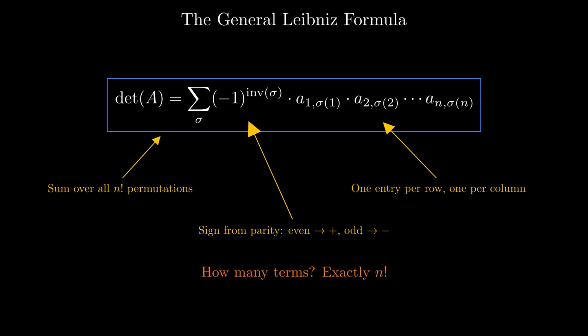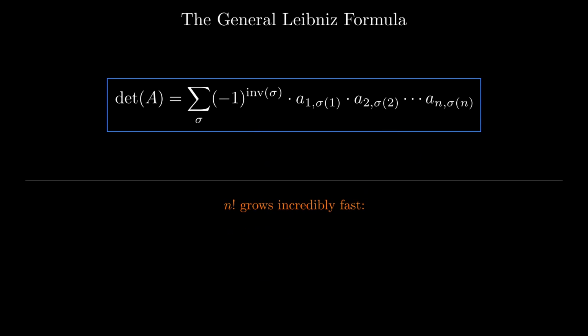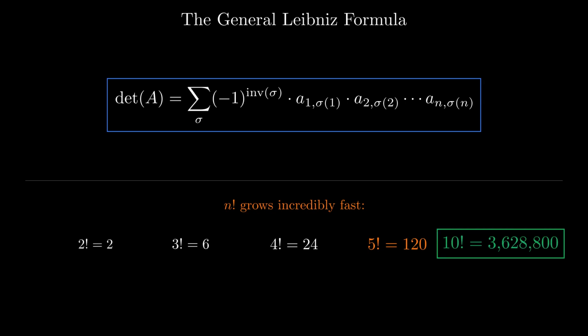Now, how many terms does this sum have? Exactly n factorial, one for each permutation, and n factorial grows incredibly fast. 2 factorial is just 2, 3 factorial is 6, 4 factorial is 24, 5 factorial is 120, and 10 factorial is already 3,628,800. So even for a modest 10 by 10 matrix, the determinant formula involves over 3.5 million terms.